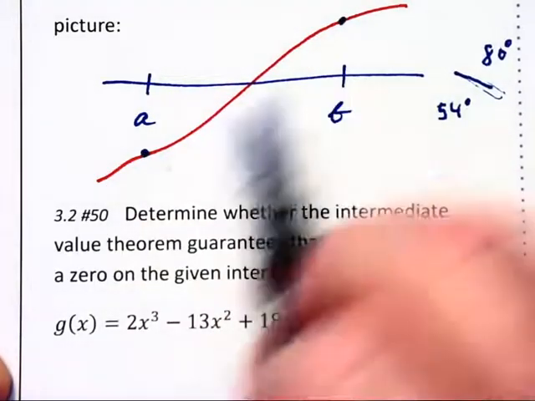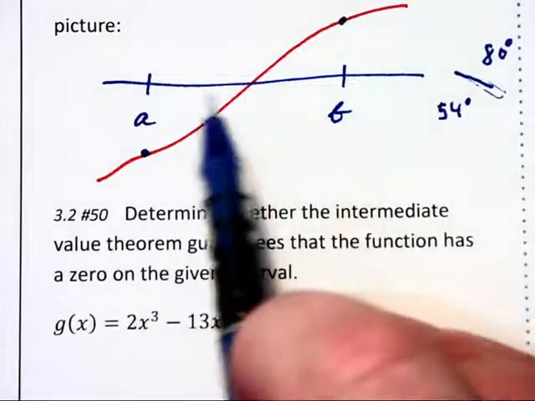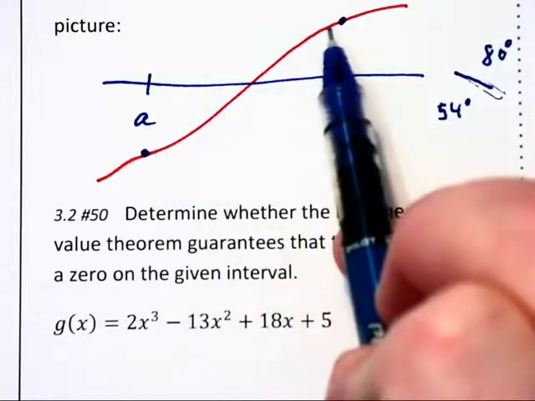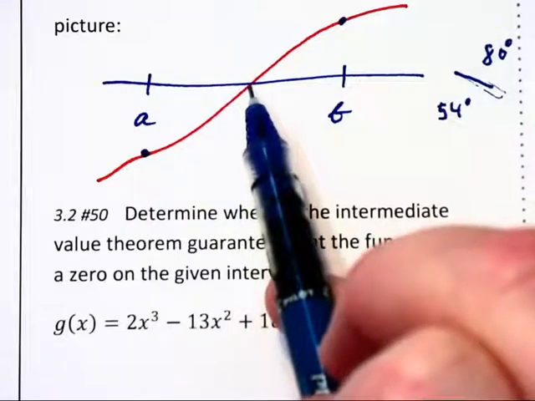Kind of the same idea right here. This is known as an existence theorem. It doesn't tell you where this x-intercept will be, but we know that there will be one of them because you can't go from the negatives to the positives without crossing through 0.